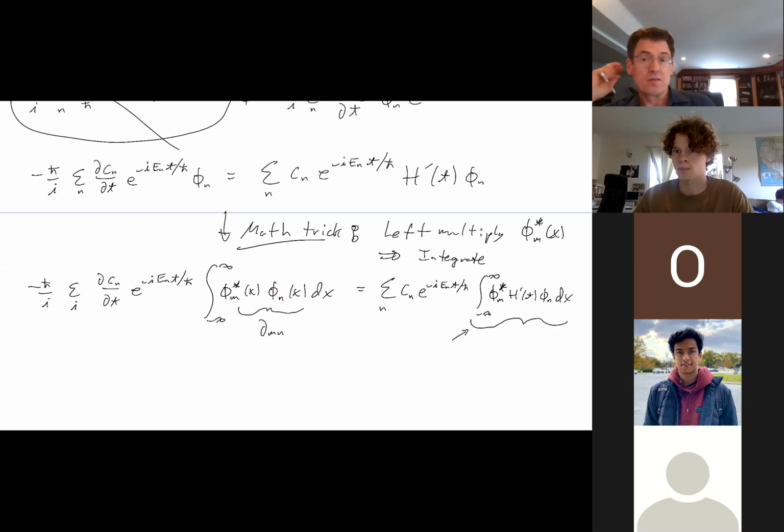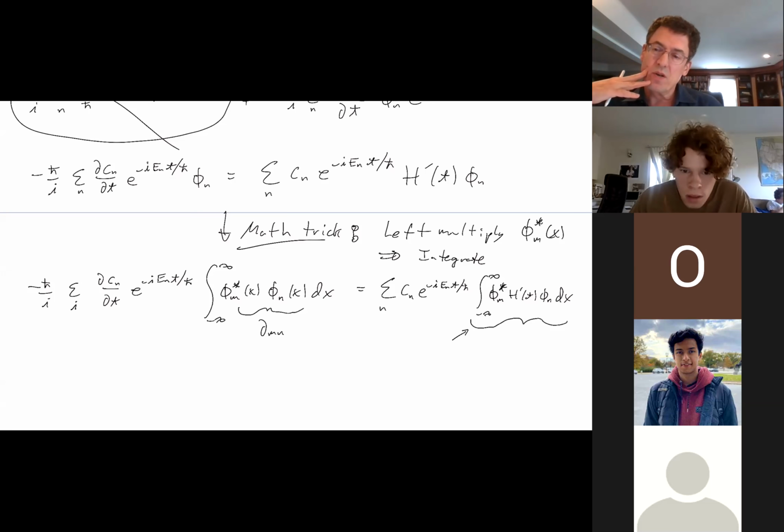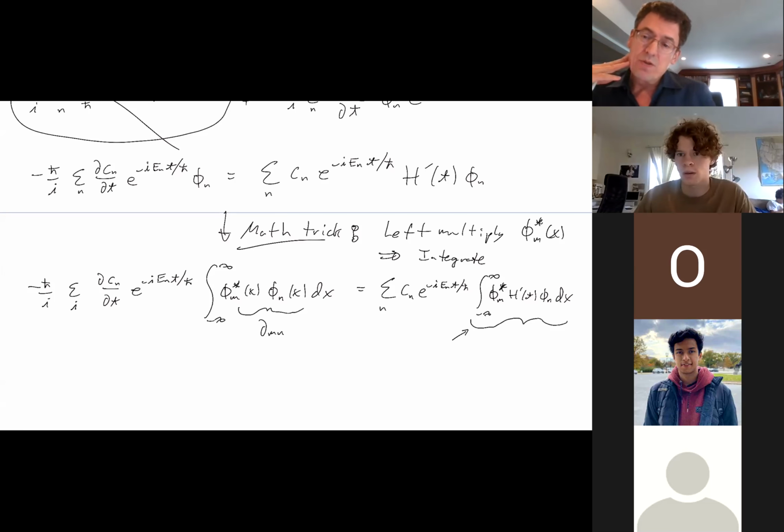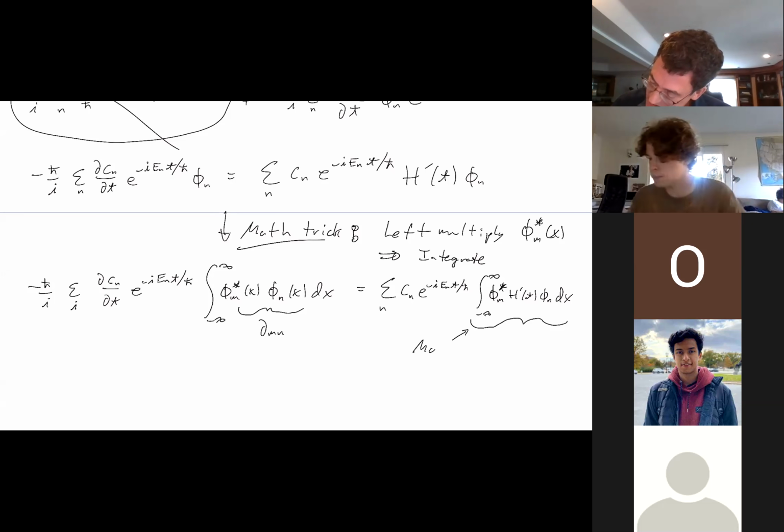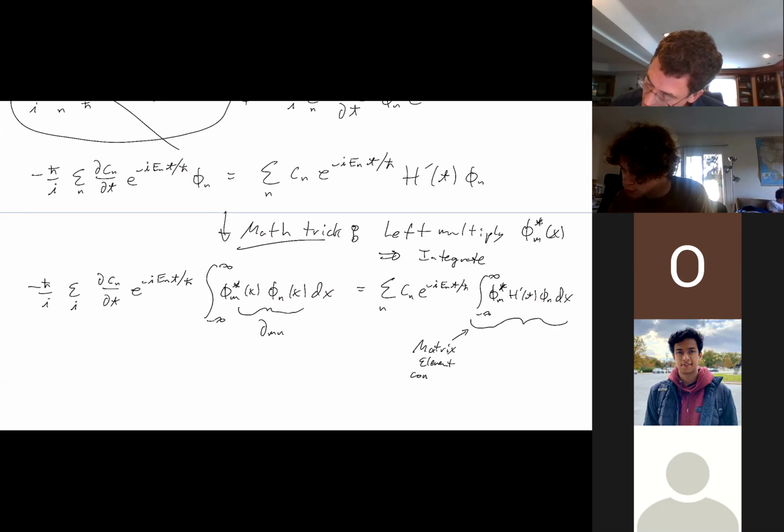Is it the mixing factor? Say it again, the mixing factor? Yes, it is a mixing factor. That's correct. But it also is something else. If you were in a linear algebra class, what would you call that? It has another name too. You're right, the matrix element? Yeah, that's what I wanted to hear. It's a matrix element, and it's the matrix element connecting the m state and the n state.